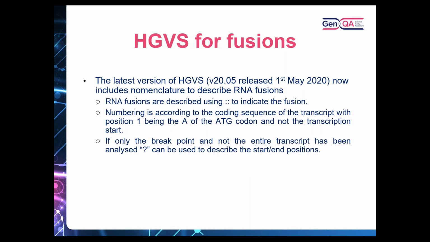The latest version of HGVS, which was released in May last year, does include nomenclature to describe RNA fusions using the double colon to indicate the fusion, with numbering according to the coding sequence of the transcript. And the number 1 position is the A of the ATG codon, which is really important to be aware of. It's not the transcription start, so it's not what the transcript starts with, but it's the 1 of the ATG, as is true for other types of HGVS nomenclature.